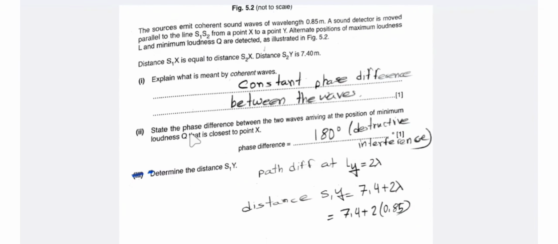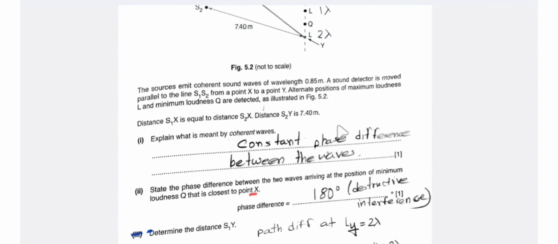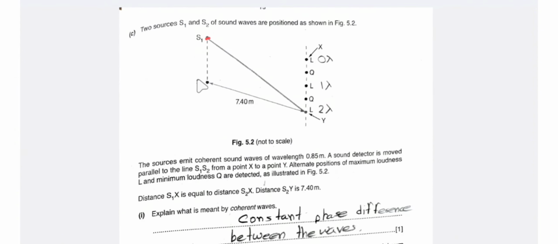State the phase difference between the two waves arriving at the position of minimum loudness Q that is closest to point X. First of all, what is point X? S1 and S2 emit sound, and position X is the center of S1 and S2. Position X is the central maximum amplitude, the central position of maximum amplitude between the two sources.